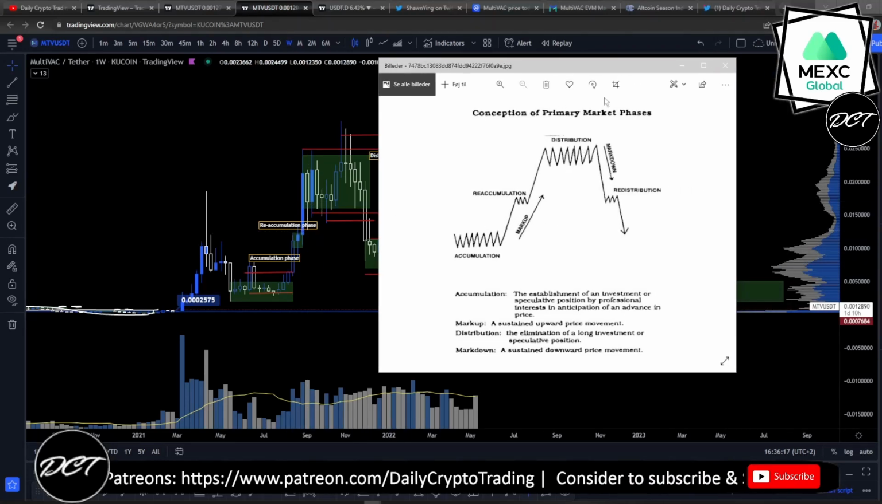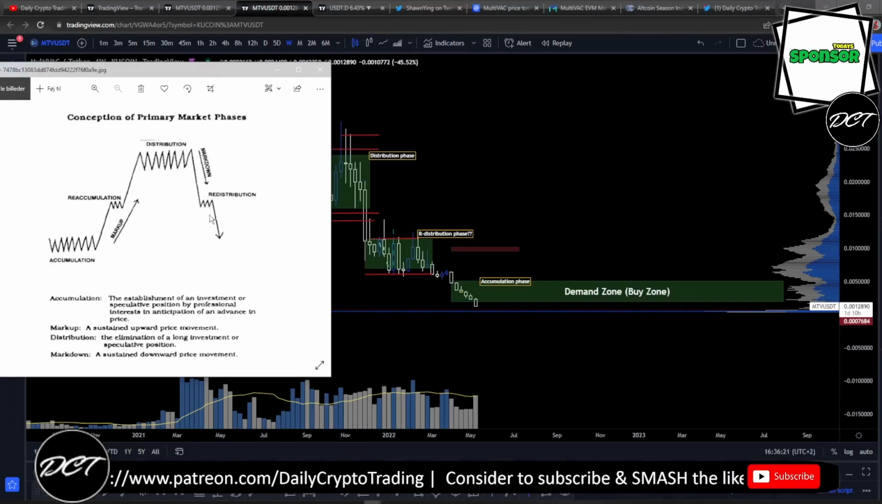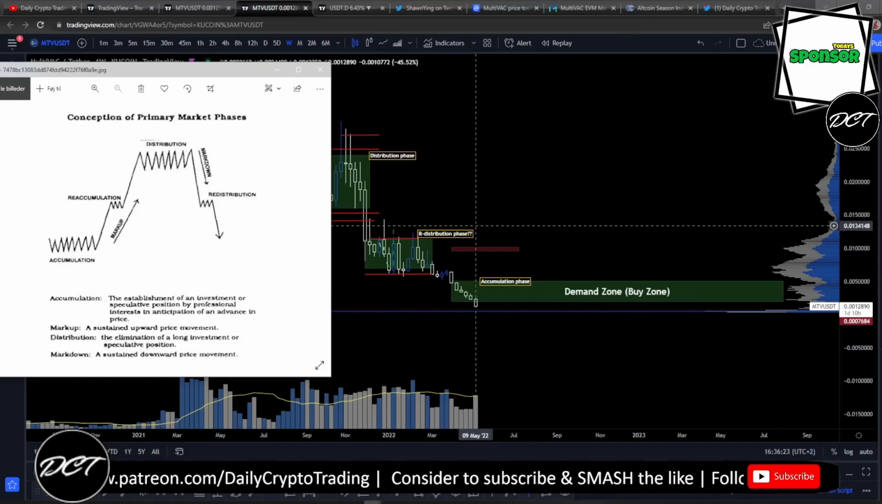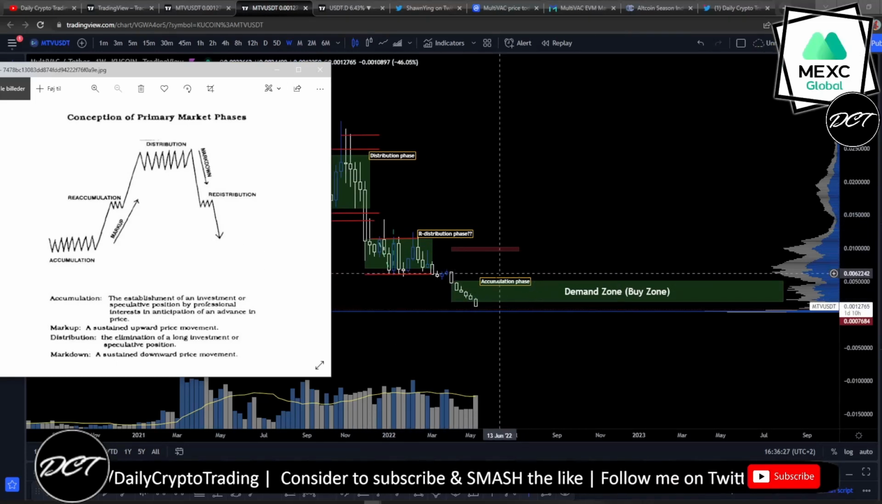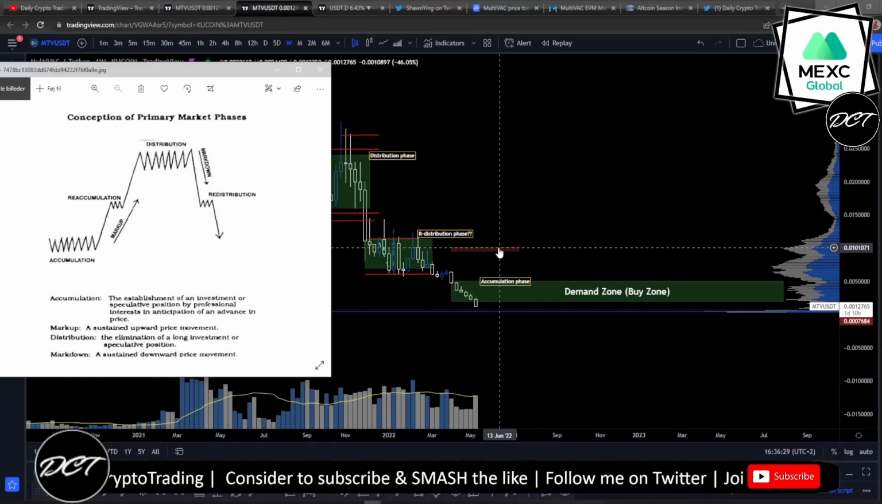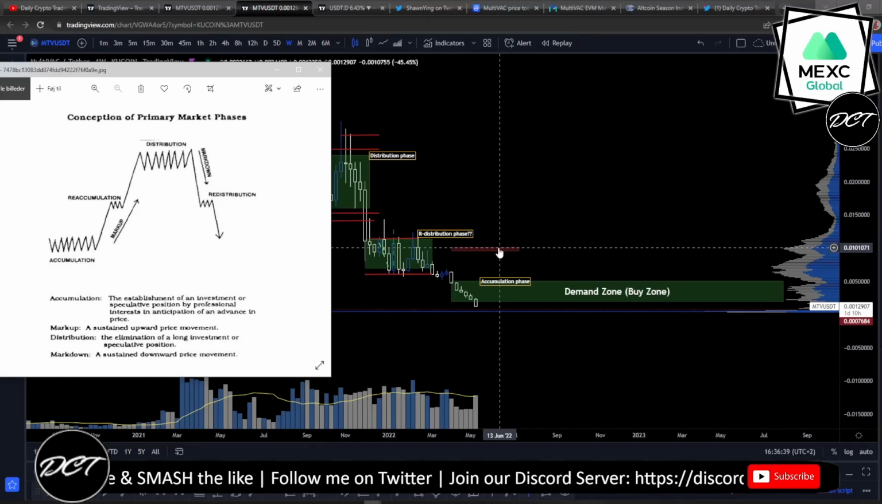And then the distribution phase. And then we have the markdown, as you guys are seeing right there, the markdown to redistribution, as we are seeing. And right after that, we usually see accumulation, right? Where tension is building up, where a lot of retail have left, where there's a lot of FUD from every kind of corner and so on, all right? This is the thing I've been talking about the past 4 or 5 months.